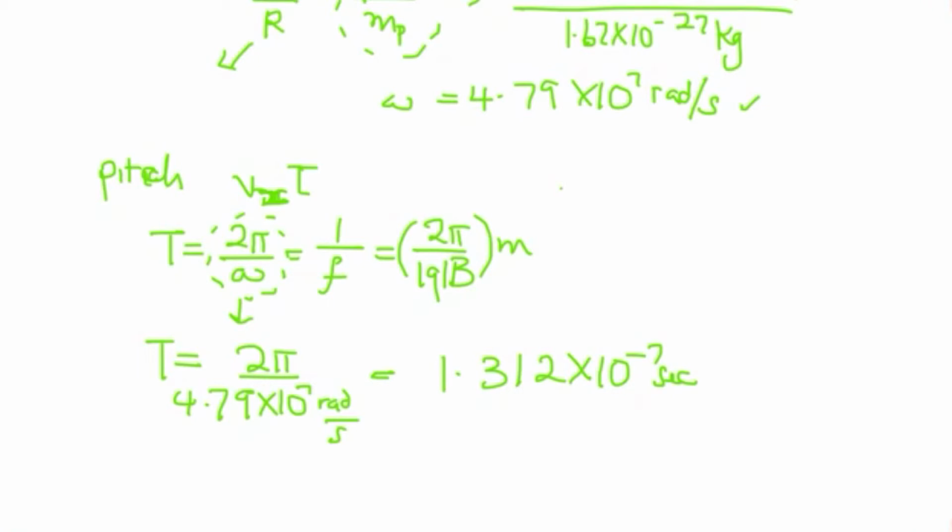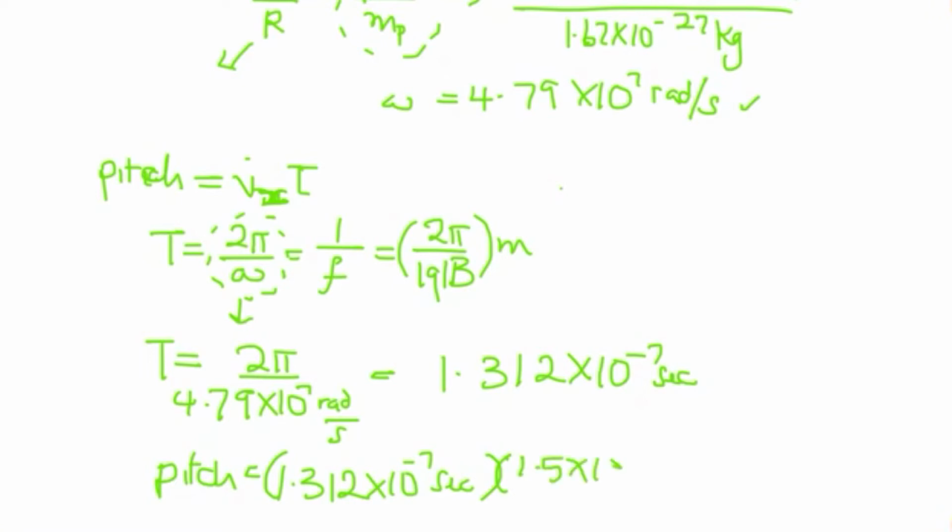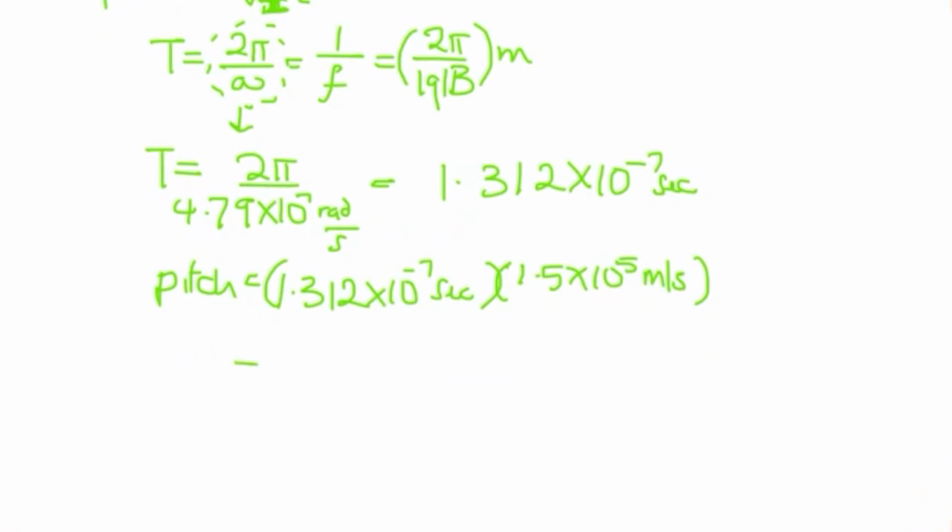Now, to determine the pitch, we multiply this value, which we got in seconds, by the velocity on the x-axis, 1.5 times 10 to the 5 meters per second. As a result, our answer for the pitch is equal to 0.0197 meters.